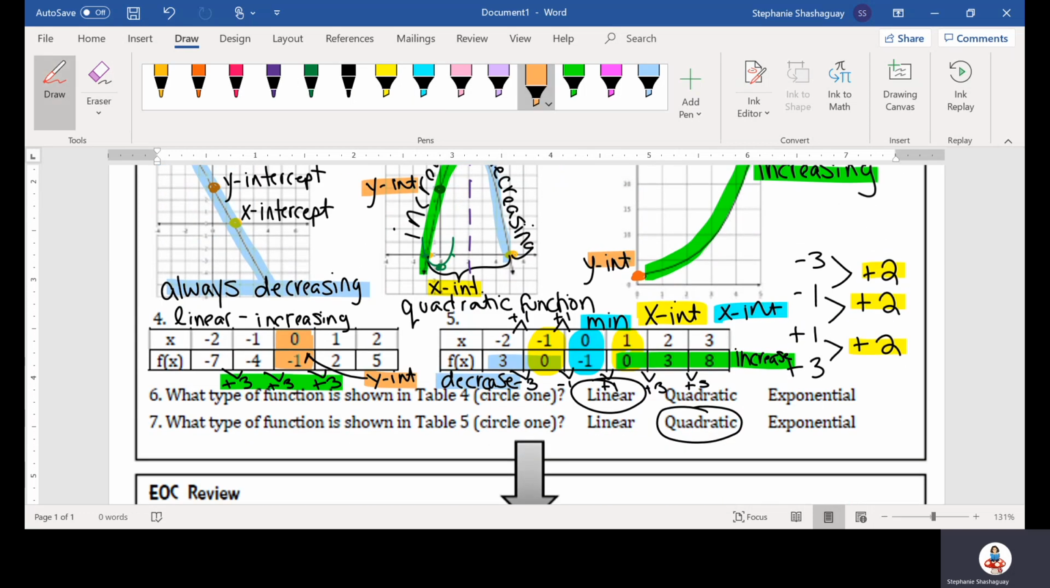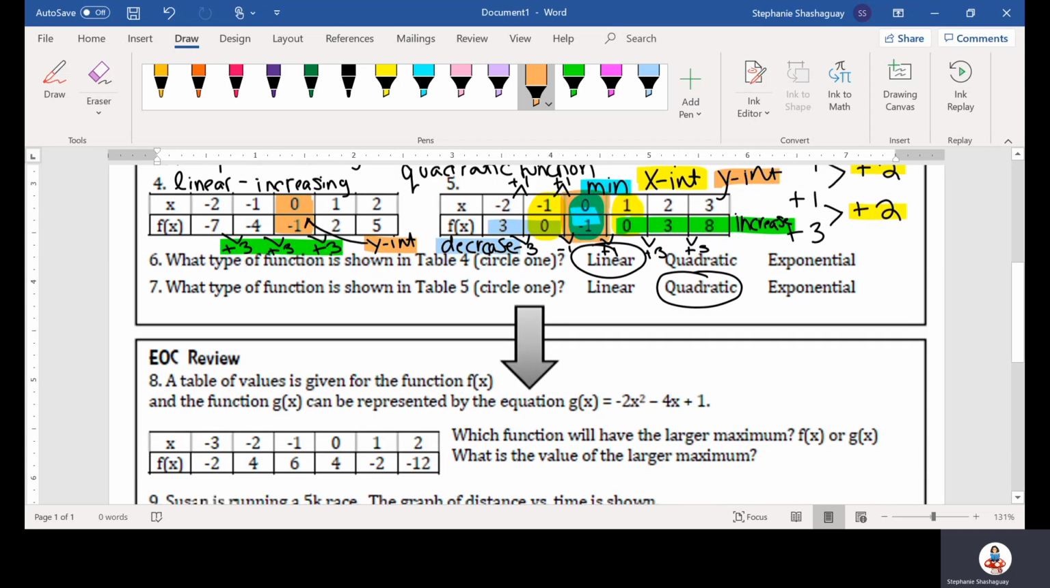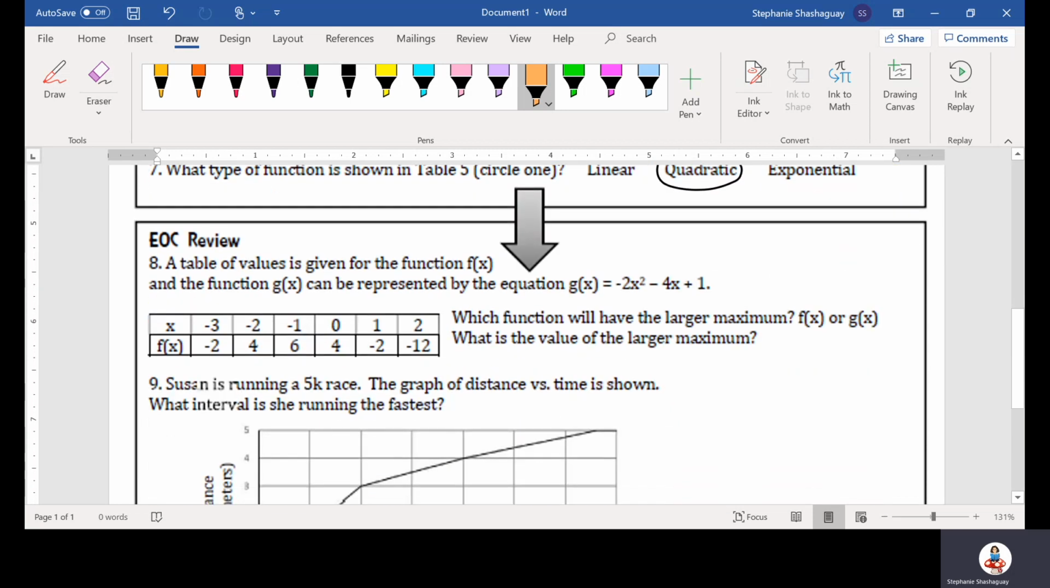But I guess I should highlight that in orange so that it matches everything else. So this here is also my y-intercept. Oh, why can't I write today? The y-intercept is orange, which is right here in the center, which is the same thing as my minimum value and my vertex. All right, so the EOC review.